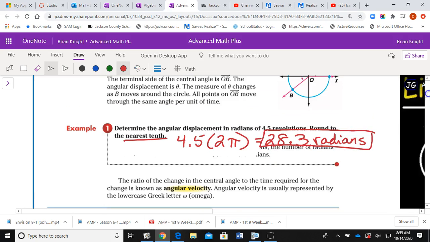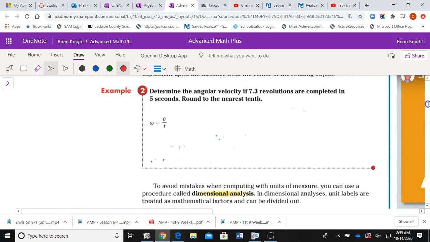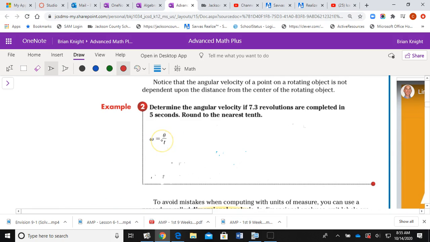We got example 2 right here. Again, I got my formula there. Determine the angular velocity if 7.3 revolutions are completed in 5 seconds. Round to the nearest tenth. So first we got to figure out how many radians we go through. Did they tell me how many radians I'll go through? No. It says revolution. It says 7.3 revolutions, but is that a radian? No. So what do we have to do with that?